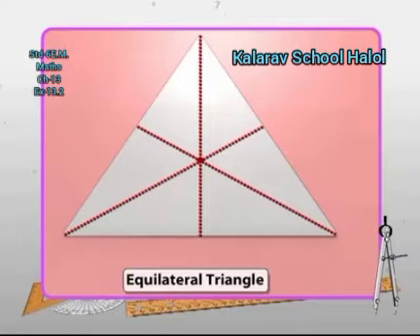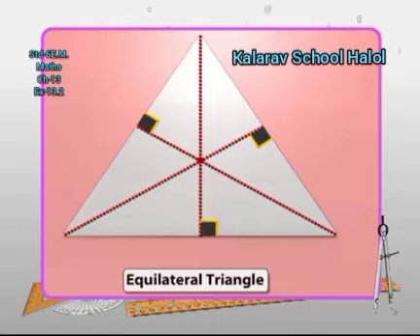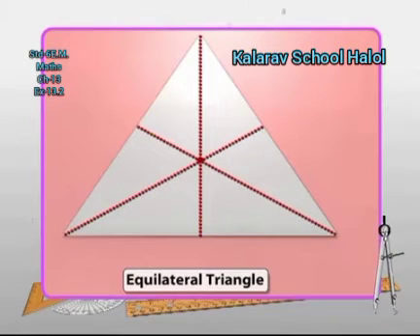In the figure, lines of symmetry lie along the angle bisectors and the perpendicular bisectors of the three sides of the triangle.